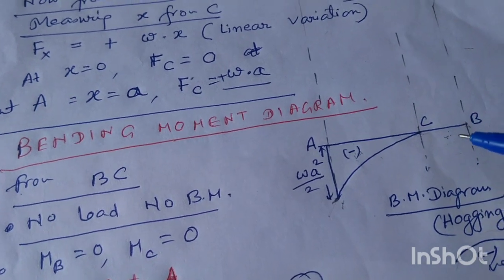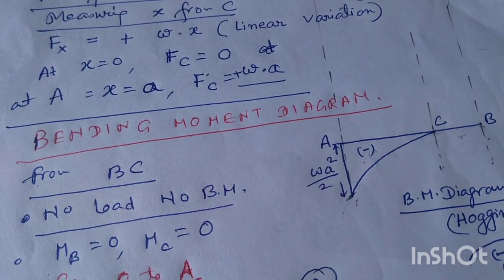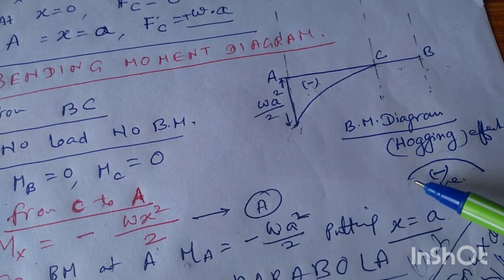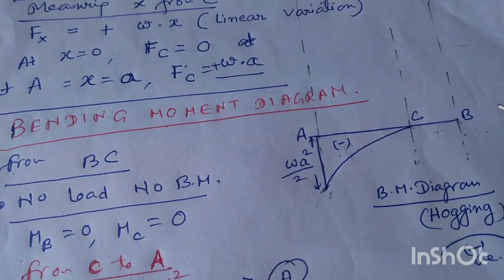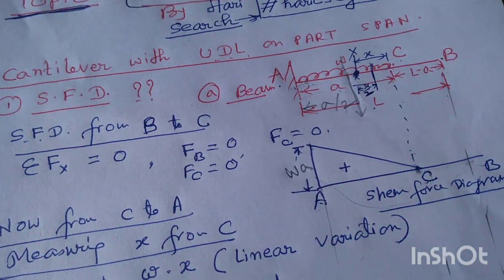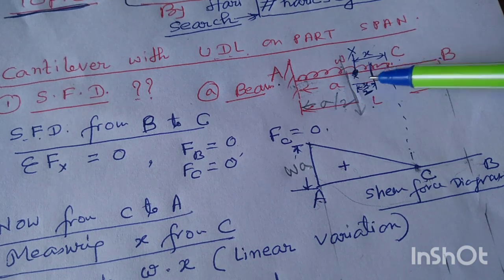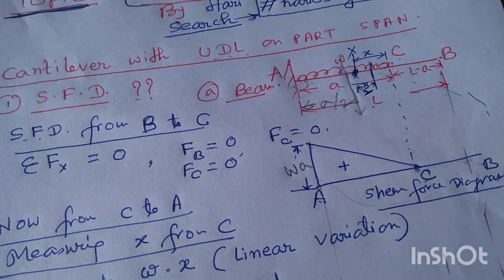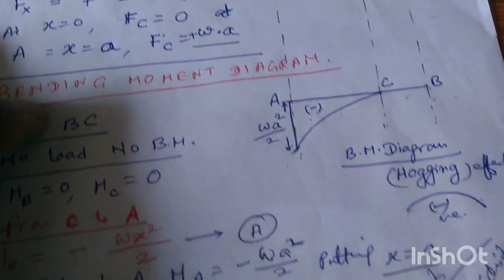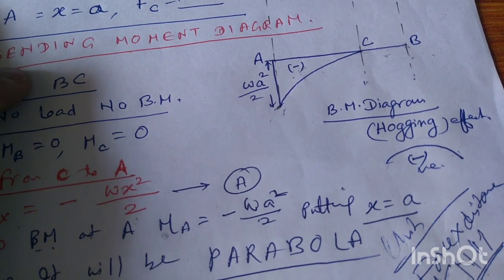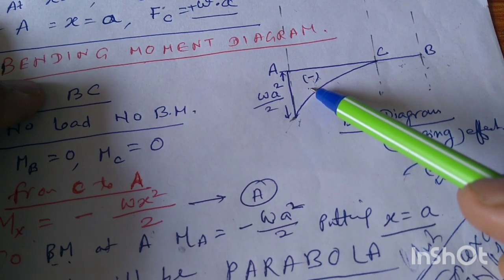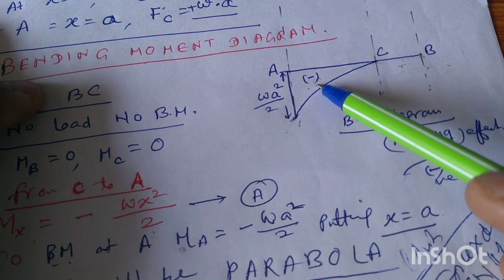And why this bending moment is negative? Bending moment is negative due to hogging moment. Hogging. When the load is put here, then its shape will be deflected like this. And this gives a hogging effect. And due to this consideration only, the bending moment in the cantilever is always negative. So please remember this.